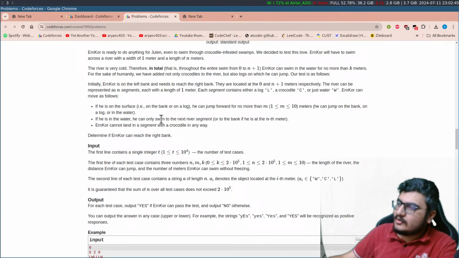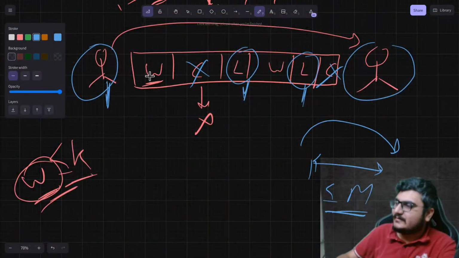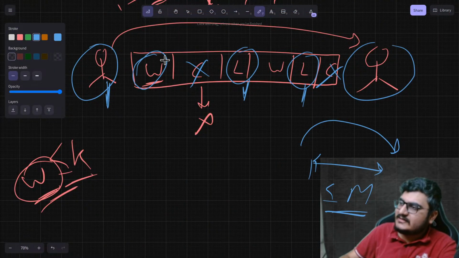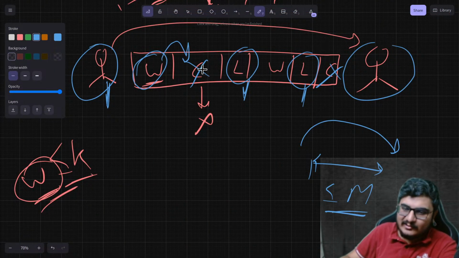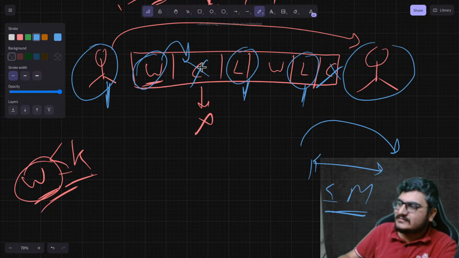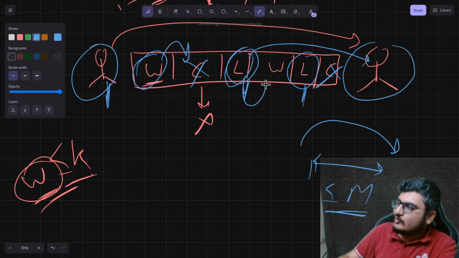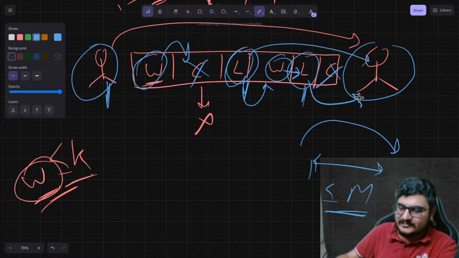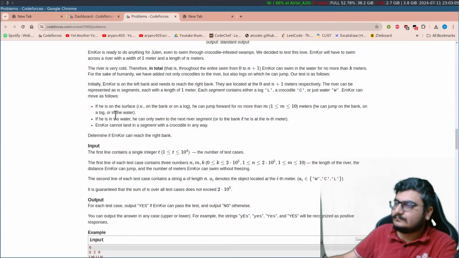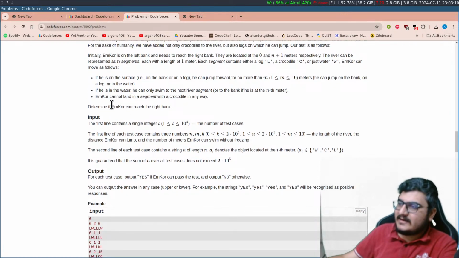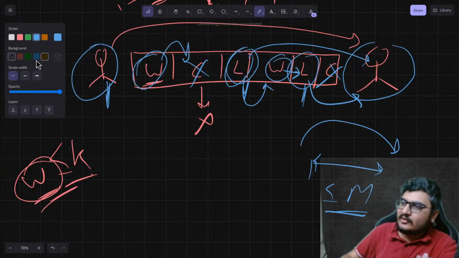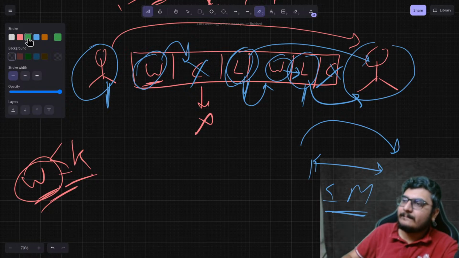If he is on water, the only option he has is to swim to the next segment. So for example, if he is here, the only option he has is to go here, and fortunately he cannot go to a crocodile. From here he can make a jump, but he can either go here. From water, he can only go further. And from here he can make a jump, something like that. He cannot land in a segment with a crocodile anyway. Determine if he can reach the right bank. So the question asks us to say whether we can go from here to here or not.